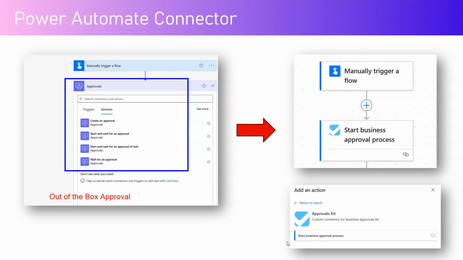On the left hand side, you will see approvals functionality in Microsoft Power Automate. Power Automate has this Approvals connector. In the Approvals connector, you can create an approval, you can start and wait for an approval, you can start and wait for an approval of text, and you can wait for an approval. Now, these are limited. However, if you start using Approvals Kit, then you will see a lot of things happening. You can create a business approval process, and all this configuration is now offloaded and done in the model-driven app, which I just showed you.